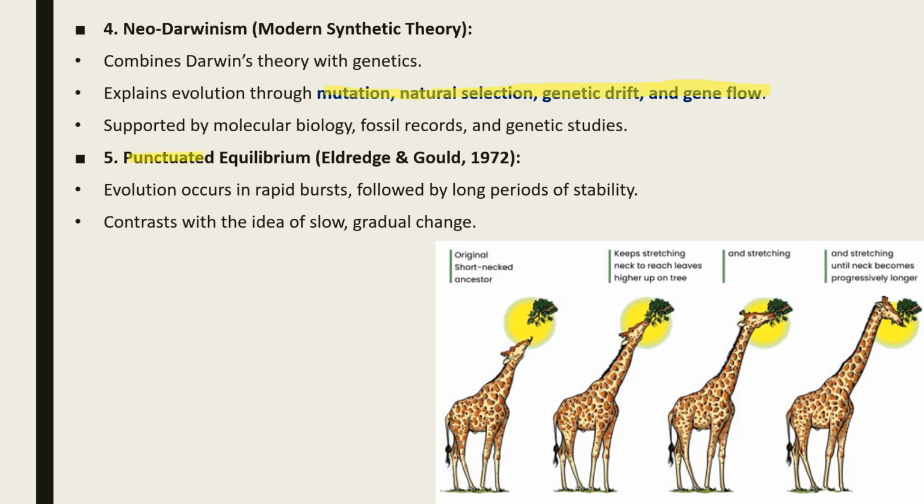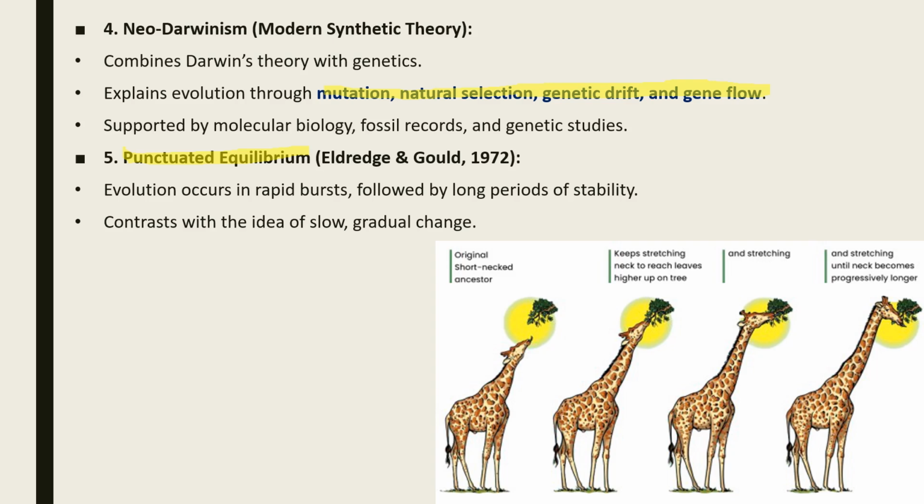Number 5 is punctuated equilibrium. Evolution occurs in rapid bursts followed by long periods of stability, which contrasts with the idea of slow, gradual change.